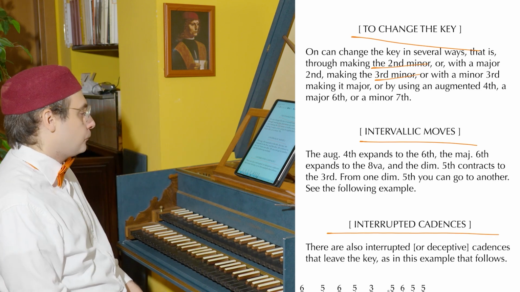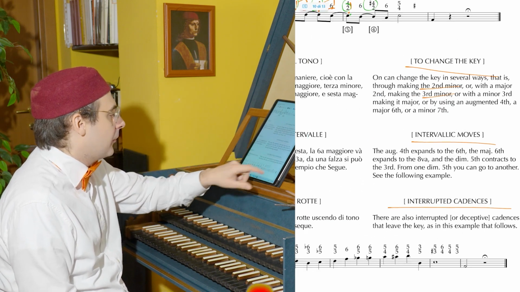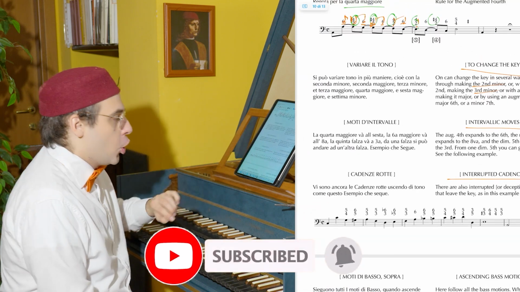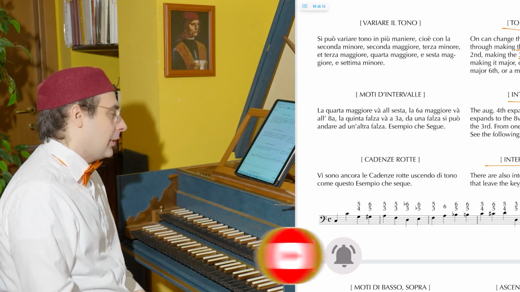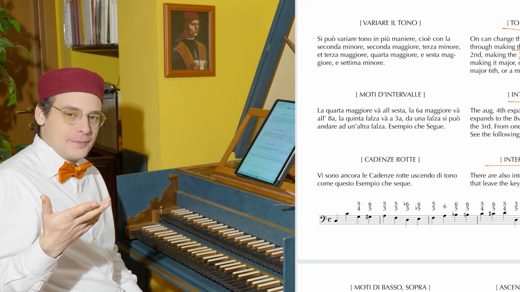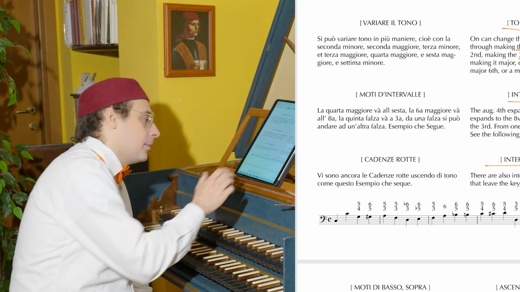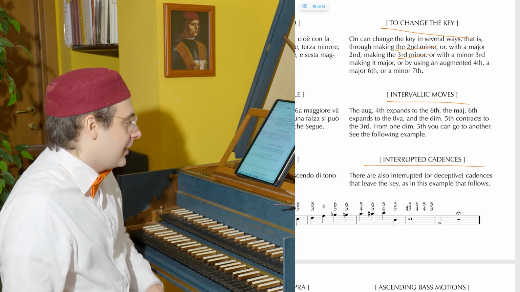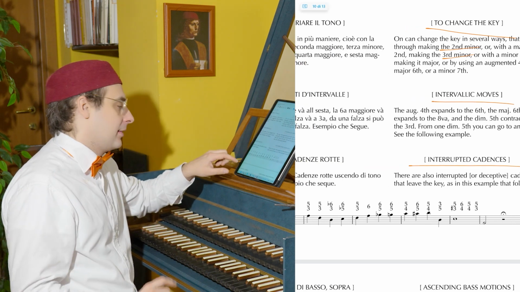That's possible. And then see the following example. Talking about the cadenze rotte. Rotto is like broken in Italian. And here, of course, interrupted cadences is the correct translation.